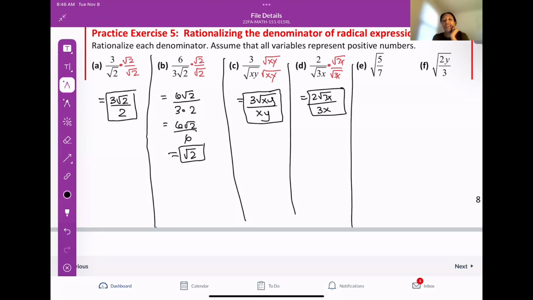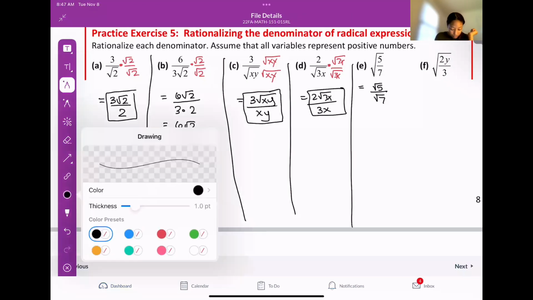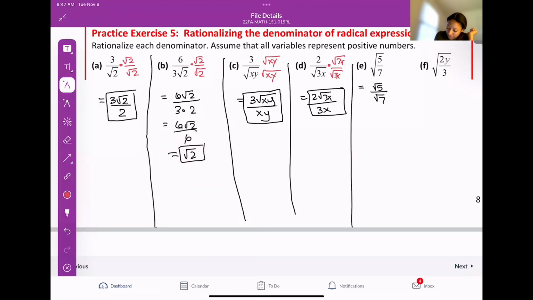For part E, we have radical 5 over 7. You might be thinking, that doesn't look like just a radical in the denominator. The whole thing is a radical, which is true. But if we break this down, this is the square root of 5 over the square root of 7. We can take the square root of the numerator and denominator. Then from here, we see that our denominator needs to be rationalized, so we'll multiply by root 7 over root 7.